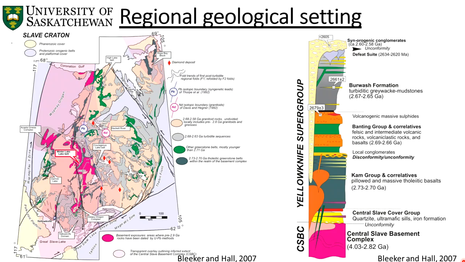It is composed of the Central Slave Cover Group quartzite, the Kam Group pillowed to massive tholeiitic basalt. Then we have the Banting Group, felsic to intermediate volcanic rocks, the Burwash Formation, turbiditic greywacke mudstones, and then the thin orogenic conglomerates on top.